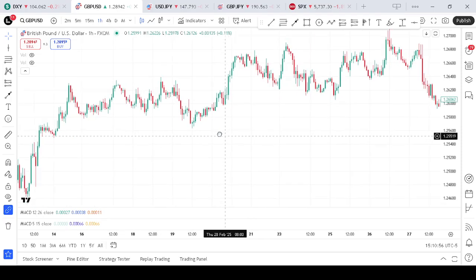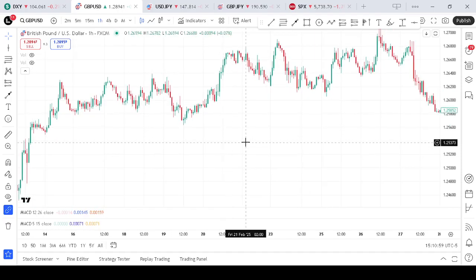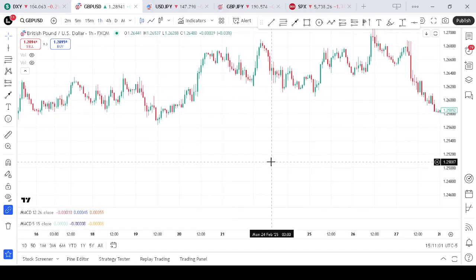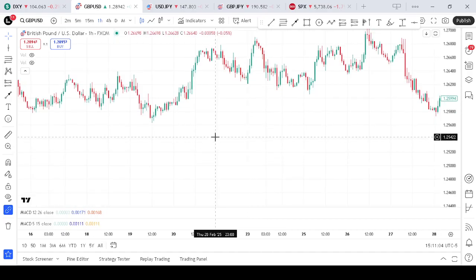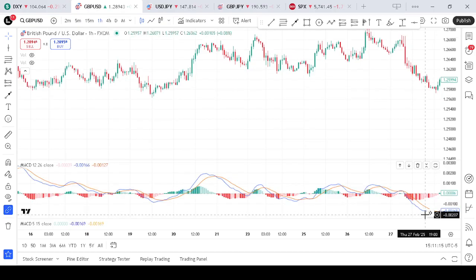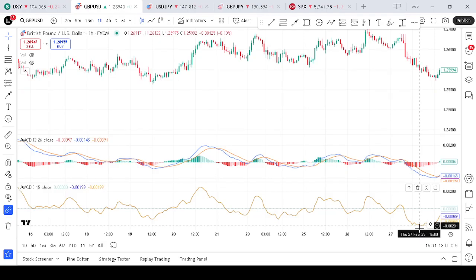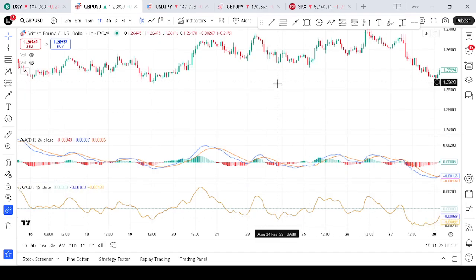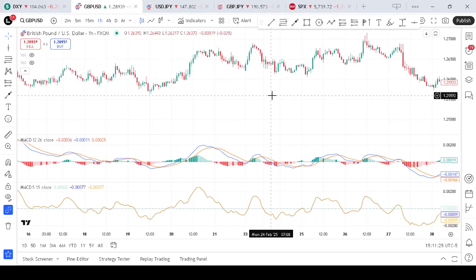So let's get started. We have to first of all understand what the double MACD strategy is all about. The moving average convergence divergence, or the MACD, is one of the most reliable trend following indicators in the forex market. When you combine two MACDs with different settings, we create a robust system that can help us identify stronger trading signals and filter out market noise.